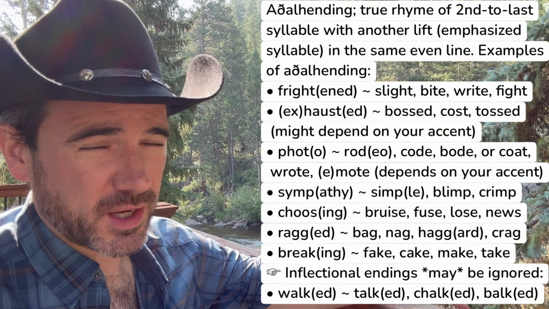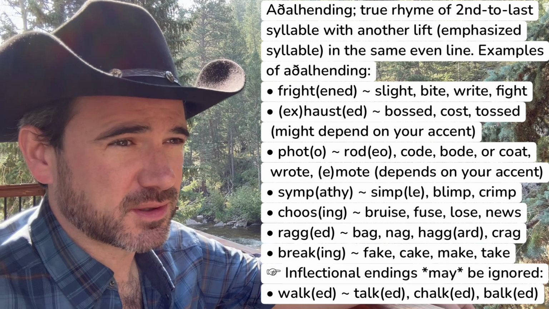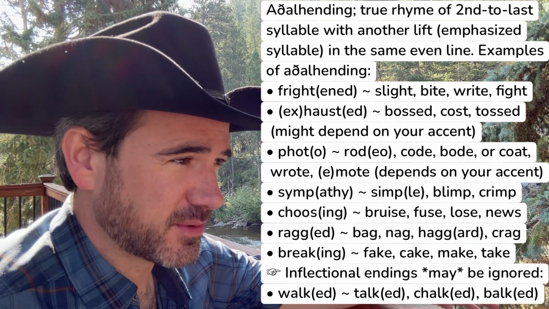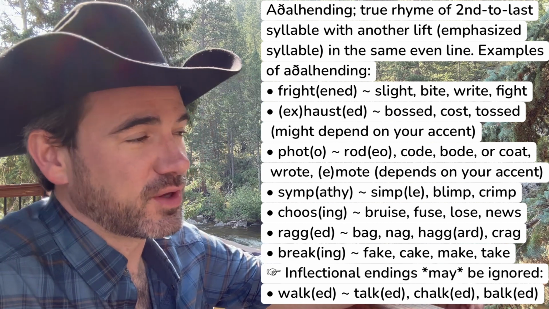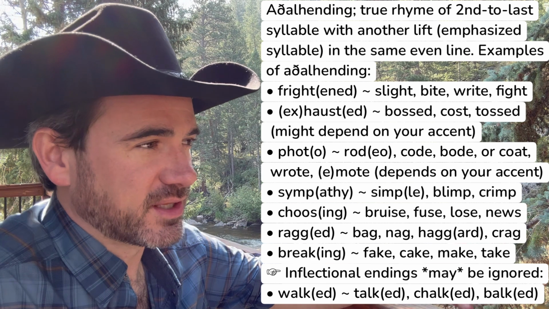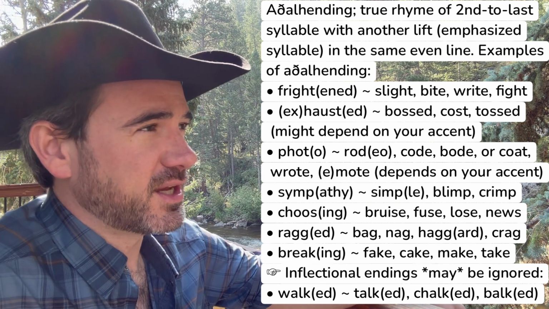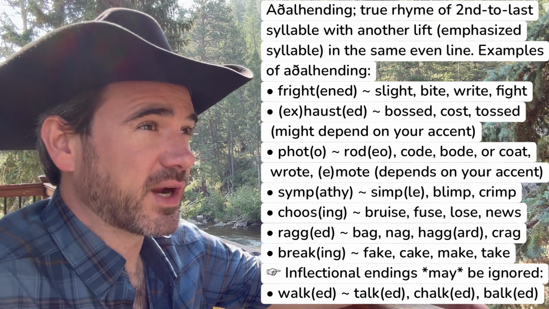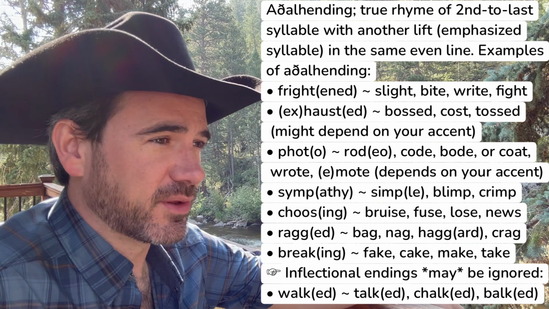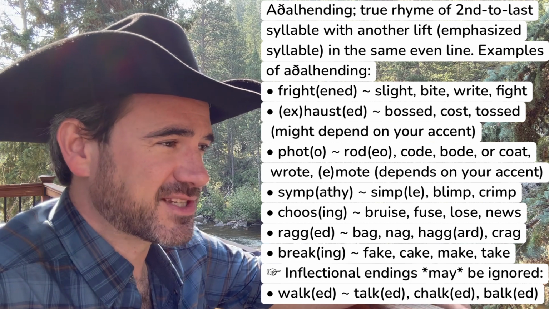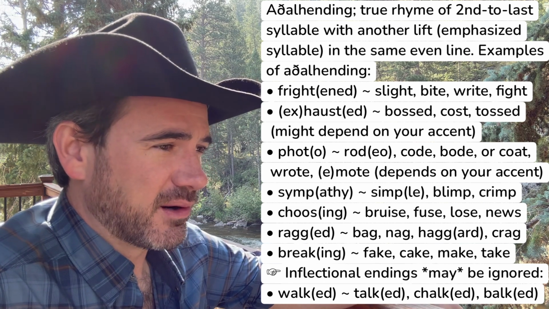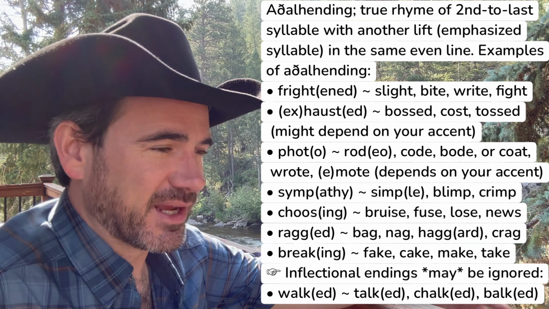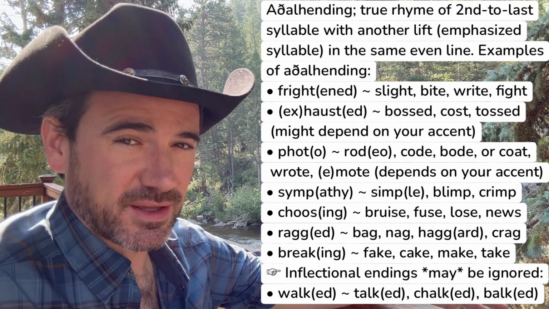In even lines, that second to last syllable has to be an avlhending. That means true, full rhyme. So if your last two syllables in an even line, line 2, 4, 6, 8, are, say, frightened, then you need to rhyme with that completely, right? You need to have slight or bite or right or something like that to rhyme with that fright.